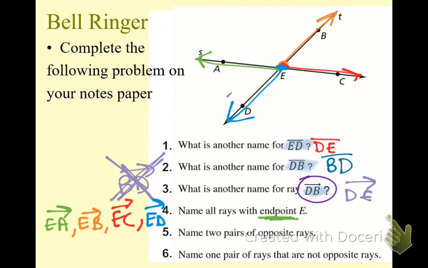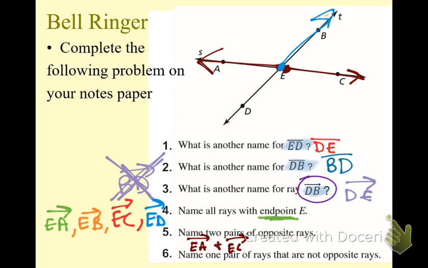Name two pairs of opposite rays. So we're going to start with just naming a ray. Just pick one. EA. Sure, EA. So starting at E, going towards the letter A. What would be opposite of EA? EC. Okay, they have the same endpoint. They're collinear, and they go in completely opposite directions. My second set would be EB and ED.